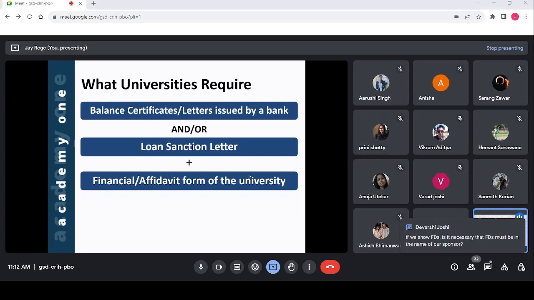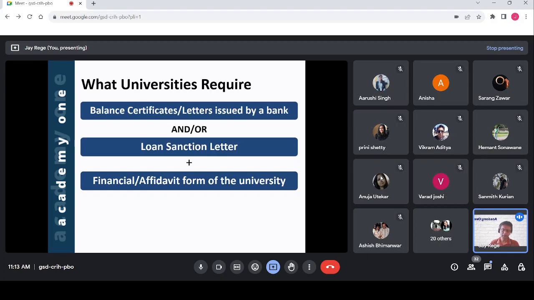Moving on. Like I said, what universities require to issue an I-20 is, of course, a bank letter or a loan sanction letter. The idea is the total amount that you have to show to the university. Say, for example, you are going to a university where the tuition is, say, $30,000 for the entire year.